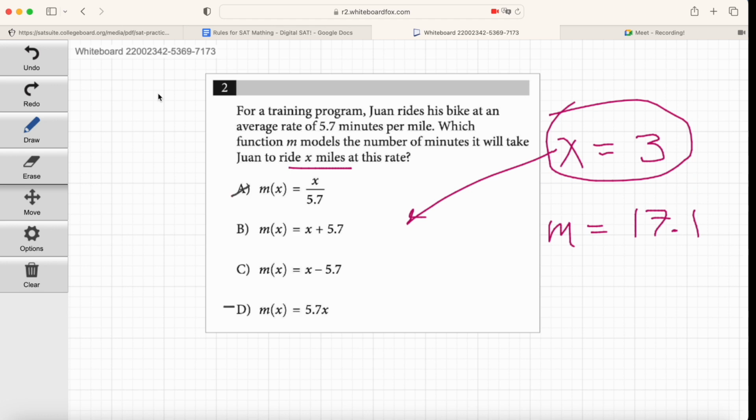We can get rid of A. Yeah. C and B. They're not going to give us 17.1. And of course, we look at answer choice D. That's the calculation we just did. 5.7 times 3 to get 17.1. So it's got to be answer choice D. Questions about that? Or does that make sense? Okay. Once again, plug-in value is really handy.